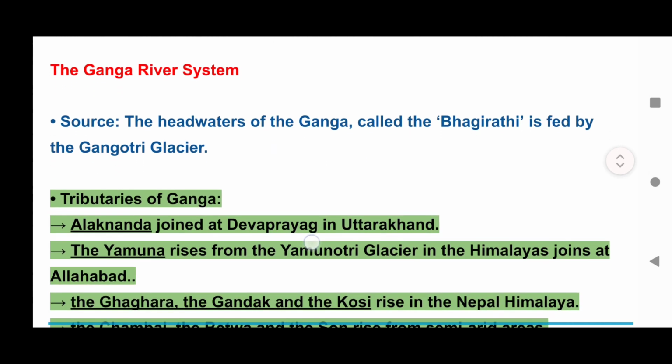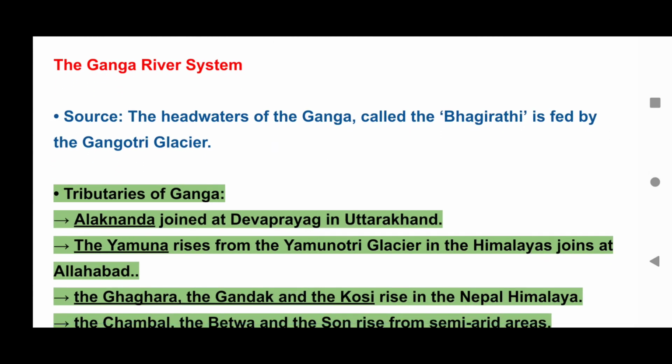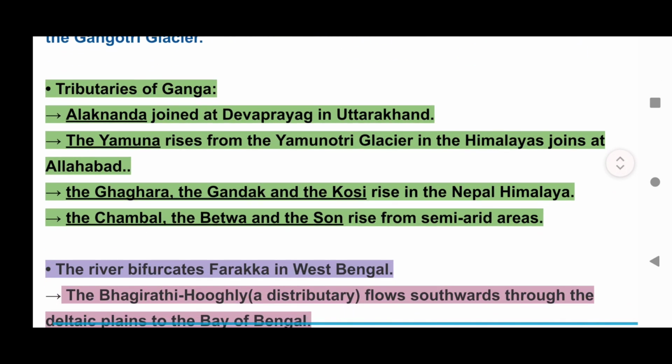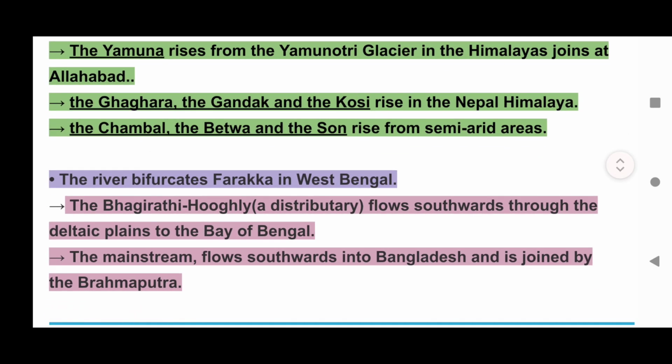The Ganga River System. Source. The headwaters of Ganga, called the Bhagirathi, is fed by the Gangotri Glacier. Tributaries of Ganga. Alaknanda joins at Devprayag in Uttarakhand. The Yamuna rises from the Yamunotri Glacier in the Himalayas, and joins at Allahabad. The Ghagra, the Gandak and the Kosi rise in the Nepal Himalayas. The Chambal, the Betwa and the Son rise from semi-arid areas.